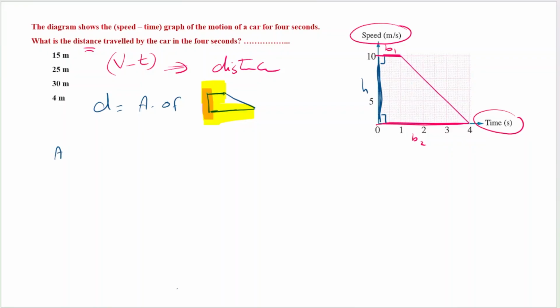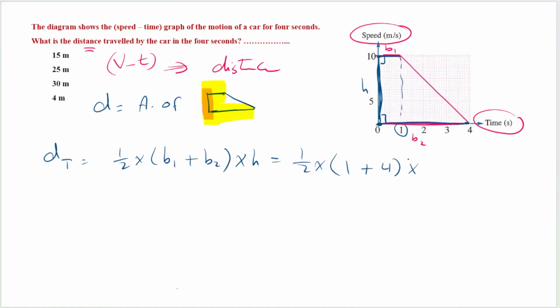So the total distance in this case is equal to half times base 1 plus base 2 times height. So half times base 1, it's extended from 0 to this number, it's 1, plus this one extended from 0 to 4, times the height, it extends from 0 to 10. So 1 plus 4 is 5, divided by 2 is 2.5, times 10 is 25 meters. So this is the total distance. Done.